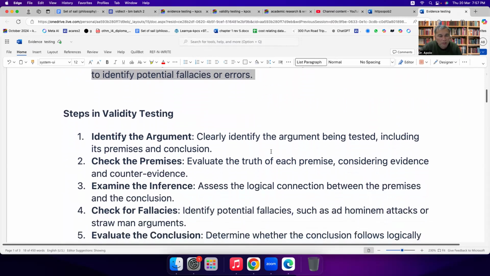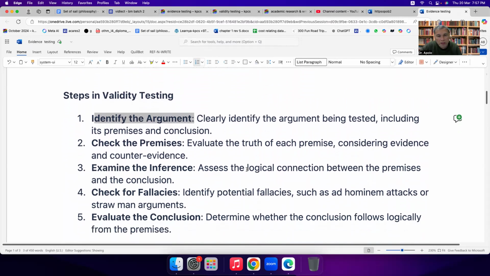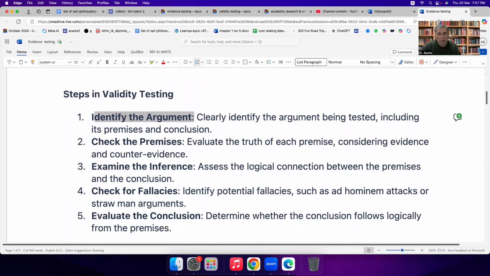Number one is identify the arguments. Meaning analyze: clearly identify the arguments being tested, including their premise and conclusion. The premises are the assumptions, and the conclusion is the end. Then check the premises: evaluate the truth of each premise or assumption, considering evidence and counter evidence. Evidence can be in the form of citations or testimonials employed in the work.